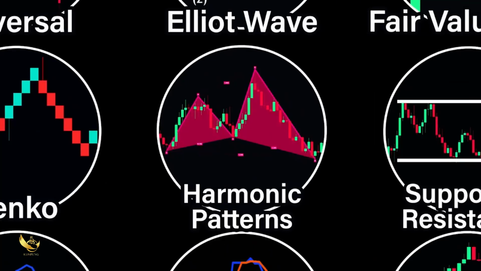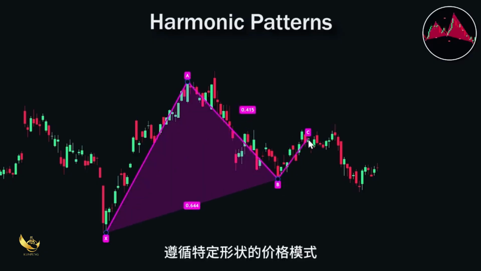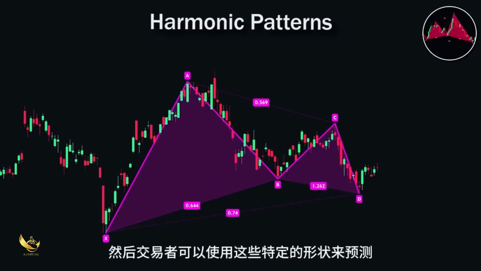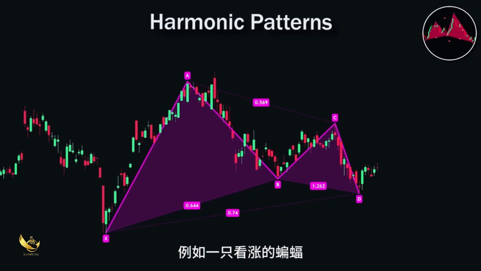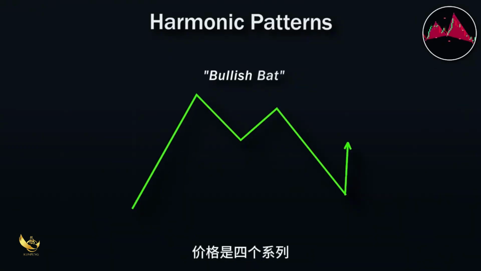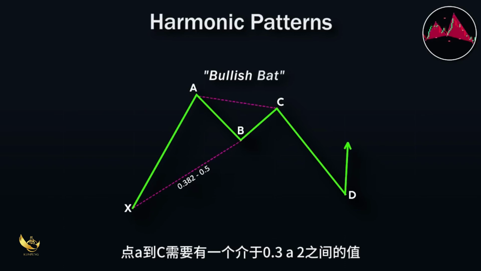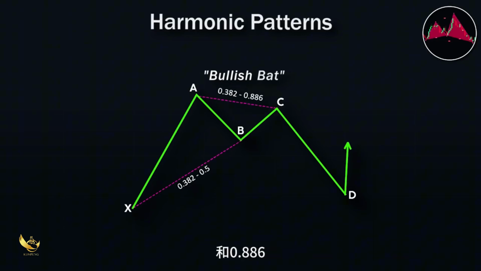Harmonic patterns. These are advanced price patterns that follow a specific shape based on Fibonacci numbers. Traders can then use these specific shapes to predict future price movements. For example, a bullish bat pattern is formed when price makes a series of 4 movements that is shaped like the letter M. Each point can be labeled as X, A, B, C, and D, and each of these points has a specific guideline. For example, point X to point B needs to have a value between 0.382 and 0.5. Point A to C needs to have a value between 0.382 and 0.886. And the same thing works for the other points.